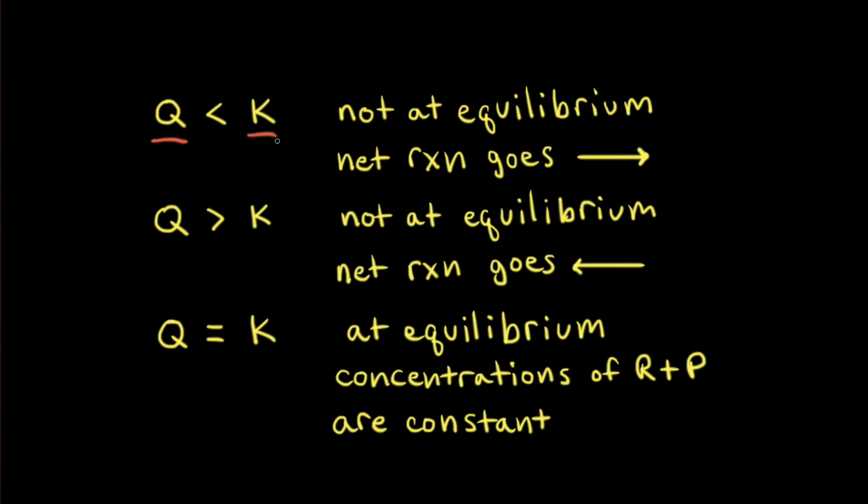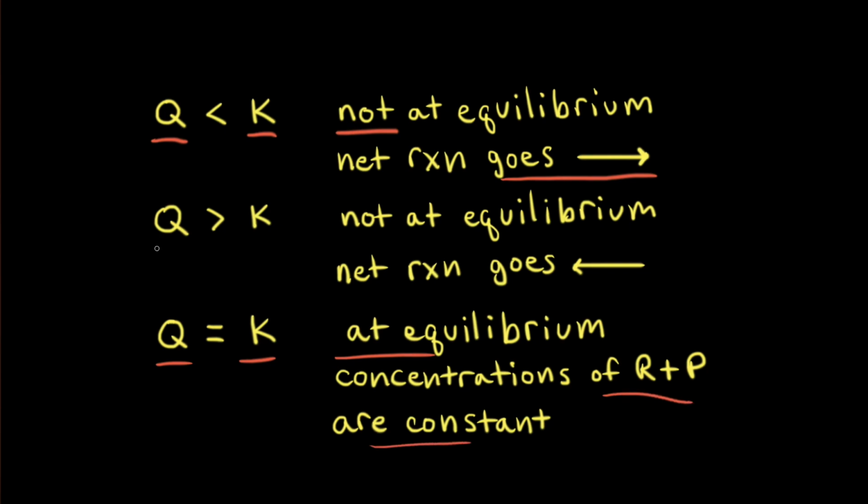So when Q is less than K, the reaction is not at equilibrium. There are too many reactants and not enough products. Therefore, the net reaction goes to the right to increase the amount of products. The net reaction continues to go to the right until Q is equal to K and the reaction has reached equilibrium. At that point, the concentrations of reactants and products stop changing and they remain constant.